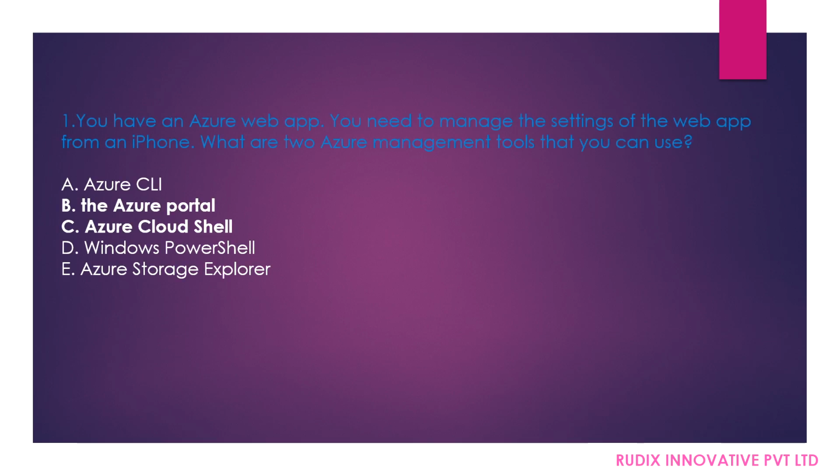You have an Azure web app. You need to manage the settings of the web app from an iPhone. What are the two Azure management tools that you can use? Option A, Azure Command Line. Option B, Azure Portal. Option C, Azure Cloud Shell. Option D, Windows PowerShell. Option E, Azure Storage Explorer.